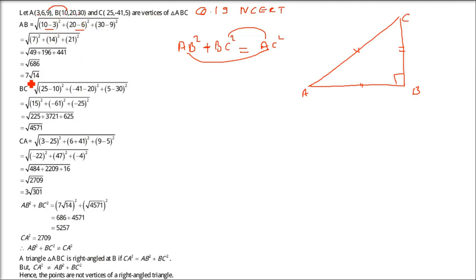20 minus 6 whole square, 30 minus 9 whole square under root. 7 under root 14 will come. Now BC: 25 minus 10 whole square, minus 41 minus 40 whole square, 5 minus 30 whole square under root. So you'll get under root 4571.